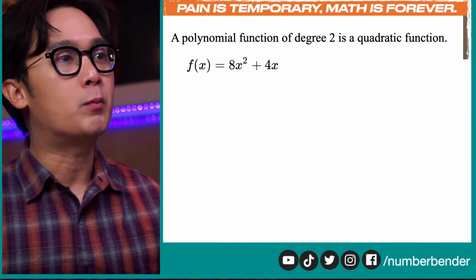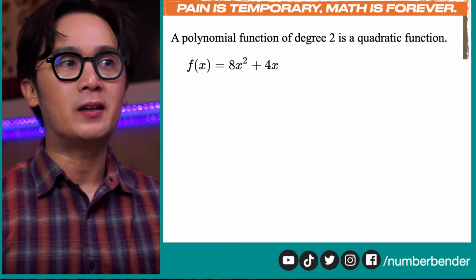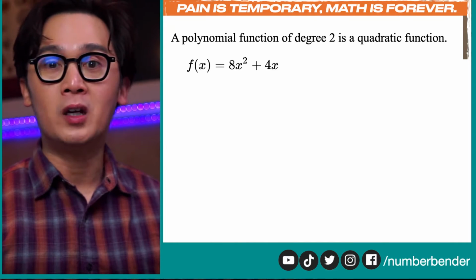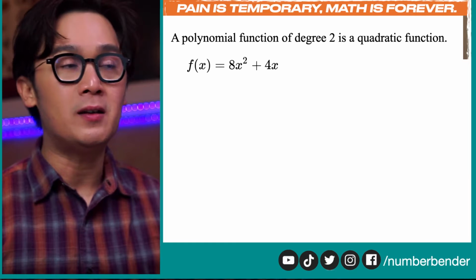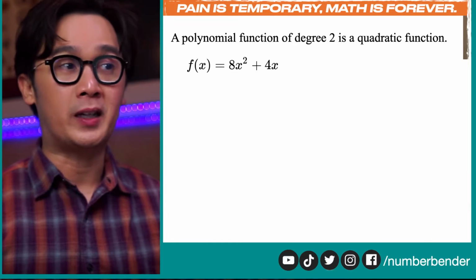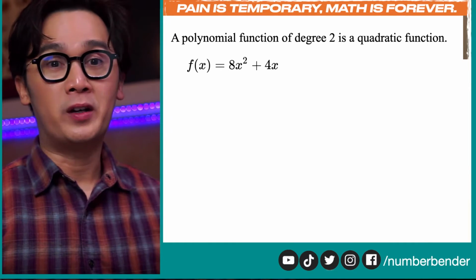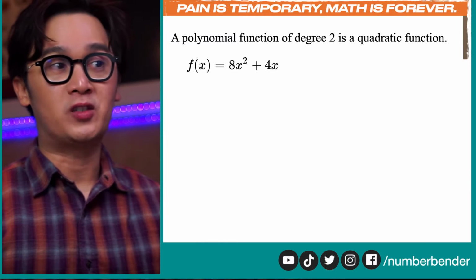And the next polynomial function that we're going to be analyzing is a degree 2 polynomial, also known as a quadratic function. This one is a quadratic function because the highest exponent is 2, so we have 8x squared plus 4x.